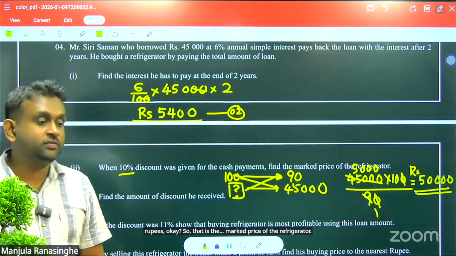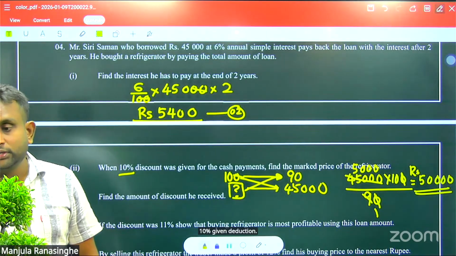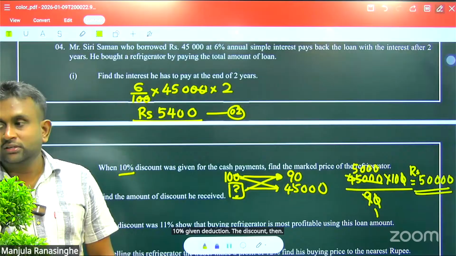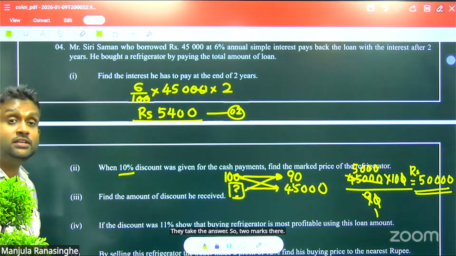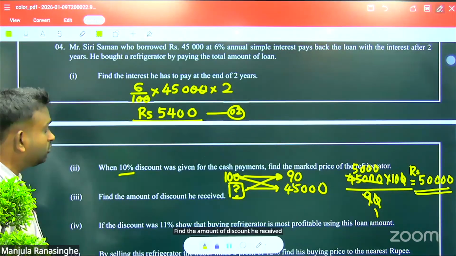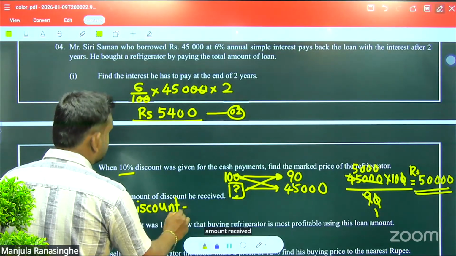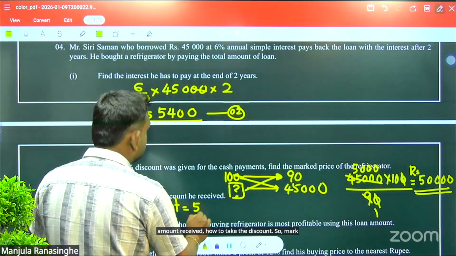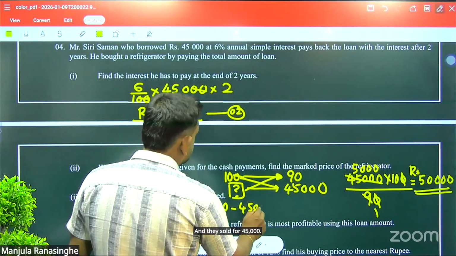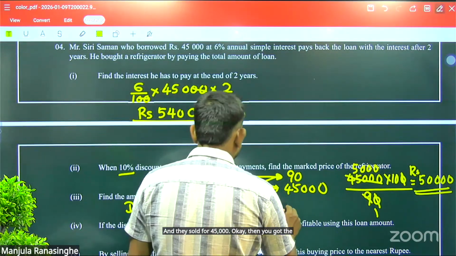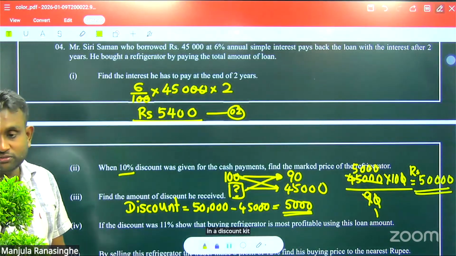It was marked as 50,000, but a 10% deduction, the discount, was given, then they take the answer. So 2 marks there. Find the amount of discount he received. So you can calculate the discount amount received. How to take the discount? The marked price is 50,000 and they sold for 45,000. Then you got a discount here of 5,000 rupees. And what is the discount he got? 5,000.